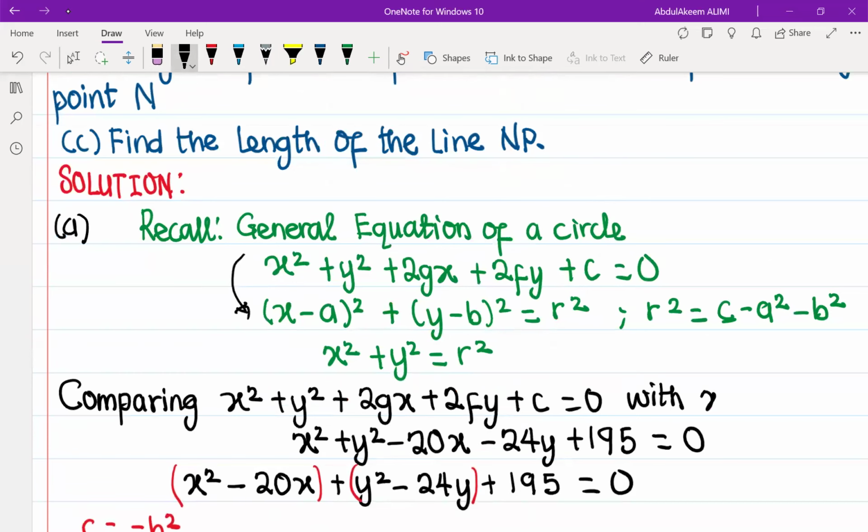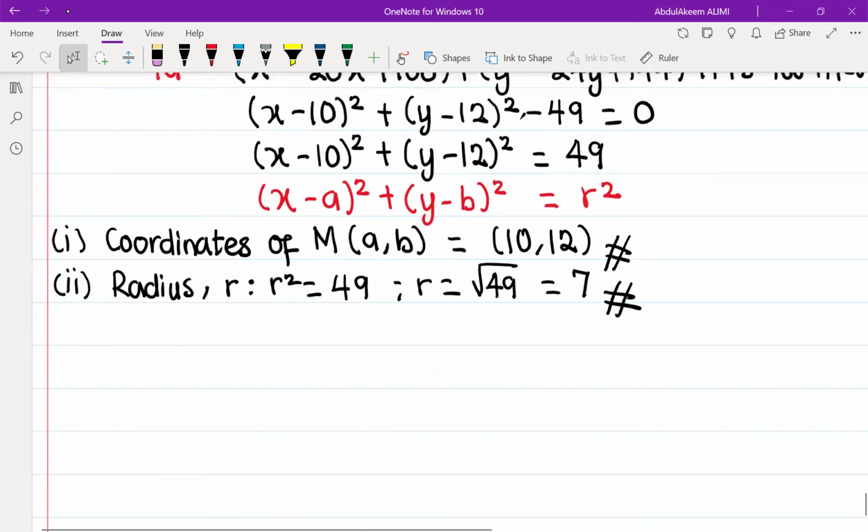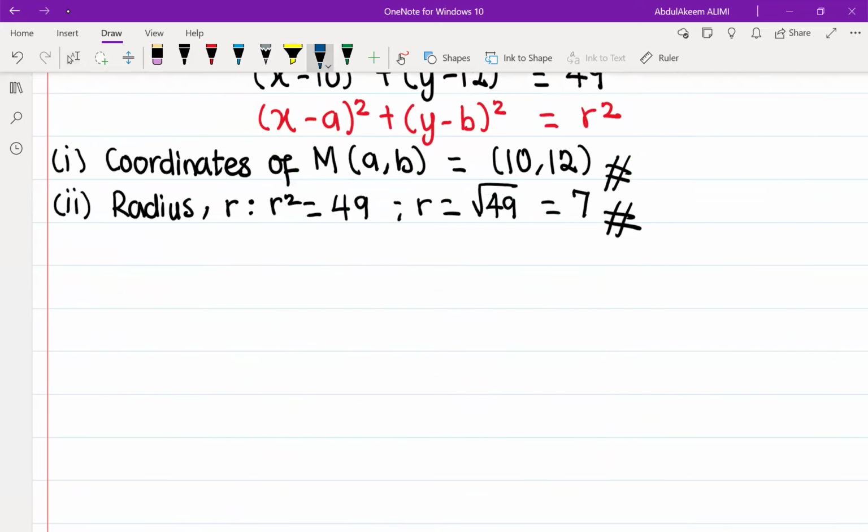So let's now look at the next one. It said N is the point with coordinates (25, 32). Find the length of MN, and the tangent of C. So let's try and draw. Let's have just a small sketch here.